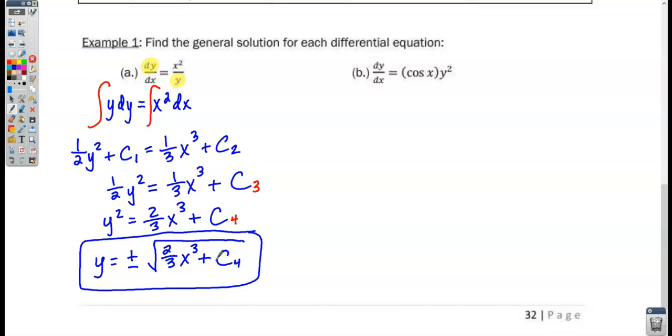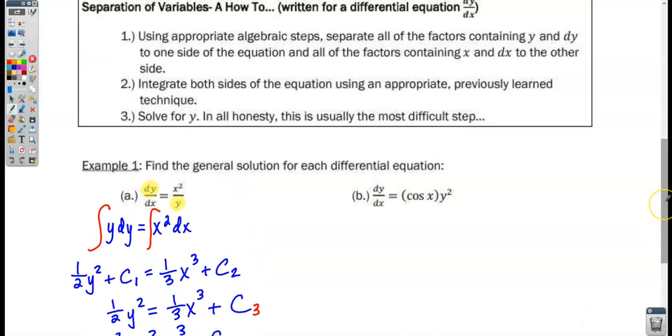Let's look at the steps I kind of shunned going through here. Integrate both sides of the equation using an appropriate previously learned technique. That's what we did here. In this case, I could just use antiderivatives. Sometimes I might need to use substitution. Sometimes, for those of you who are in BC, I might need to use another technique that we've learned in BC that AB students haven't learned. And then I'm going to solve for y.